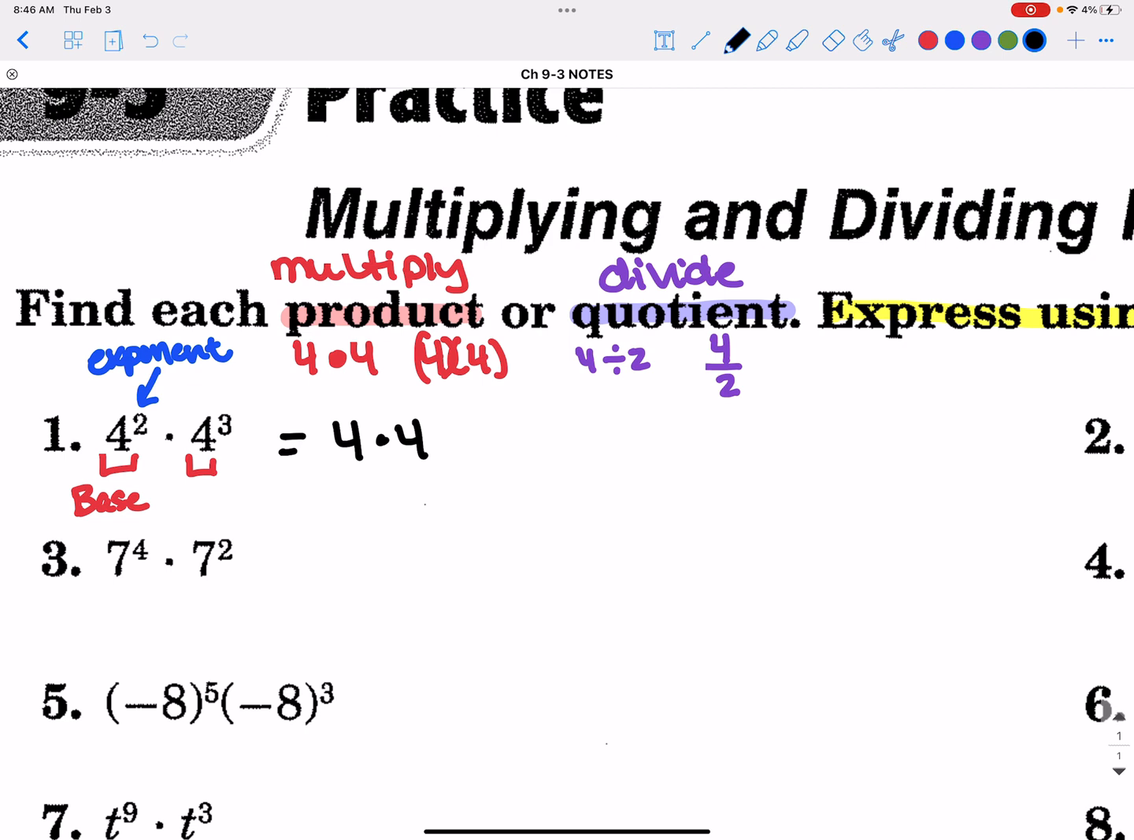Let me do this in color here, since I'm not in the classroom to point and talk to you. I'm going to do this first one in purple. So this one right here. 4 squared is 4 times 4. We know that. We can bust 4 squared out to 4 times 4.